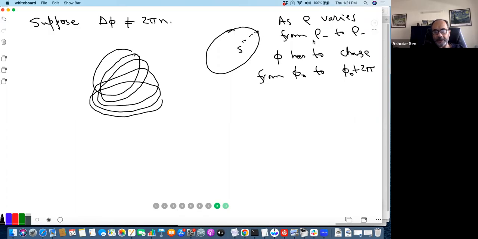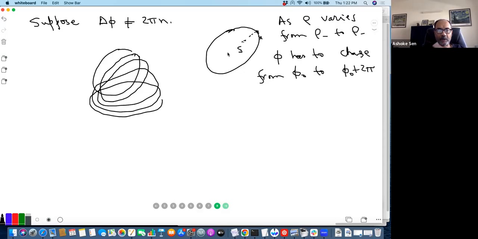But suppose when rho comes back to rho minus, phi has come back not here, but somewhere here. Then the motion will be something like this, and by the time phi goes to 2 pi, rho has already turned back. So it's as if the orbit will start precessing. The orbit is not fixed, the orbit is rotating. As you make more and more orbits, the orbit keeps getting turned. That is the situation when delta phi is not a multiple of 2 pi. So this is the important point, the thing that you have to determine, whether delta phi is a multiple of 2 pi or not.